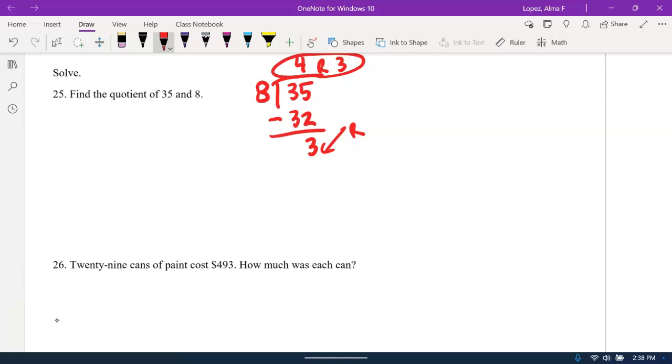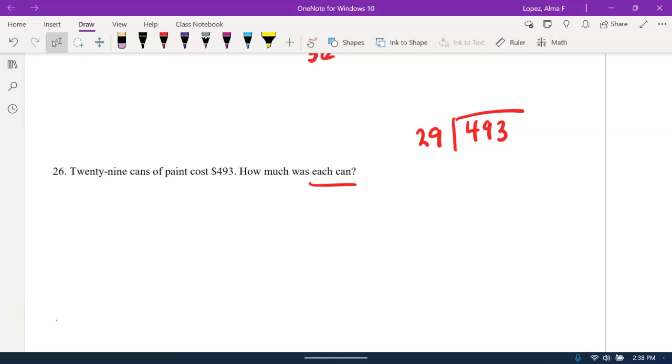On this last one, it says 29 cans of paint cost $493. How much was each can? Well, if $493 is what 29 of them cost, if I divide that number by 29, I can figure out how much each can cost. Let's do that. 29 doesn't go into 4, but it will go into 49. And after using my little trick from before, I find out that it only goes into it 1 time.